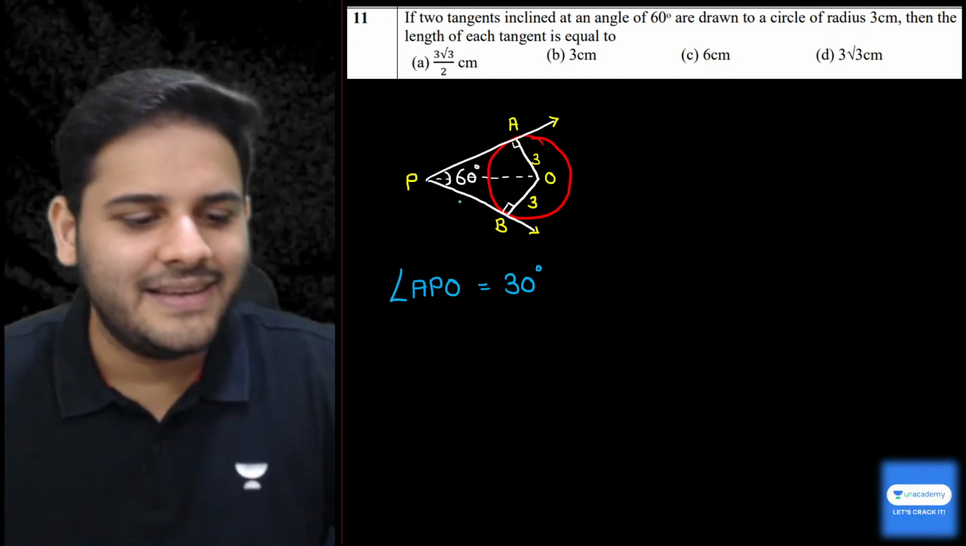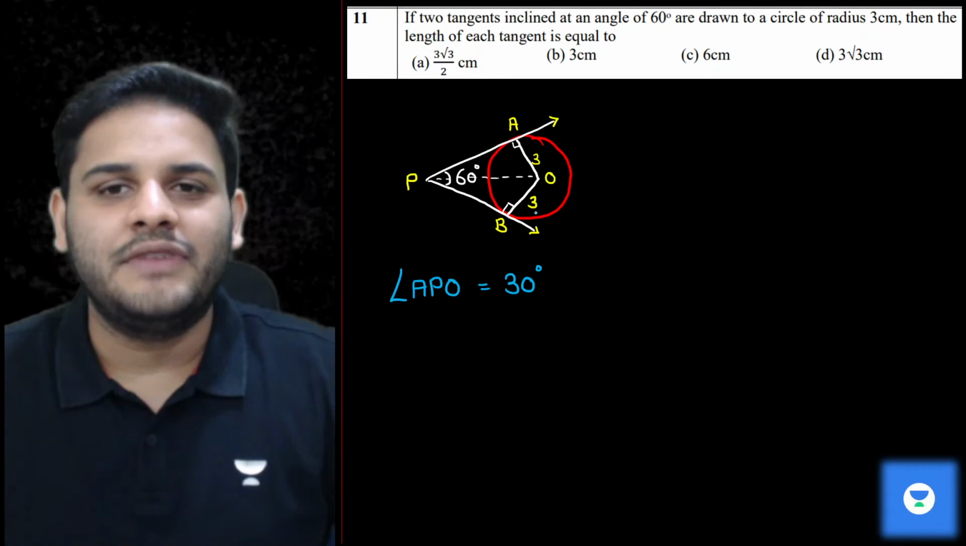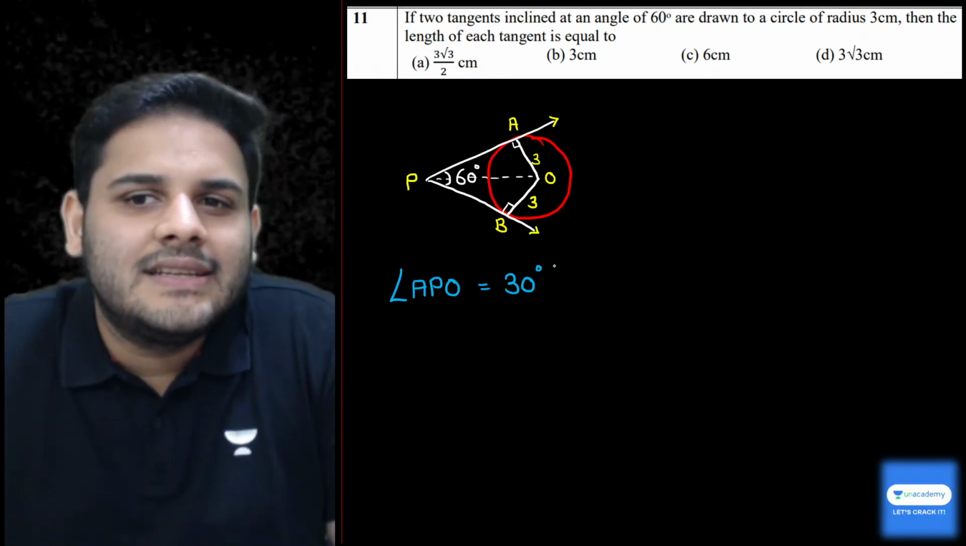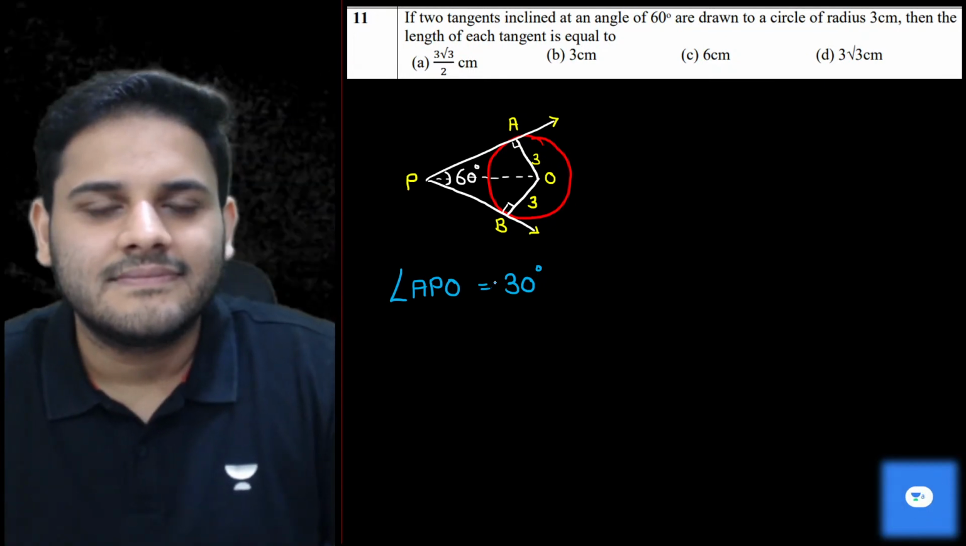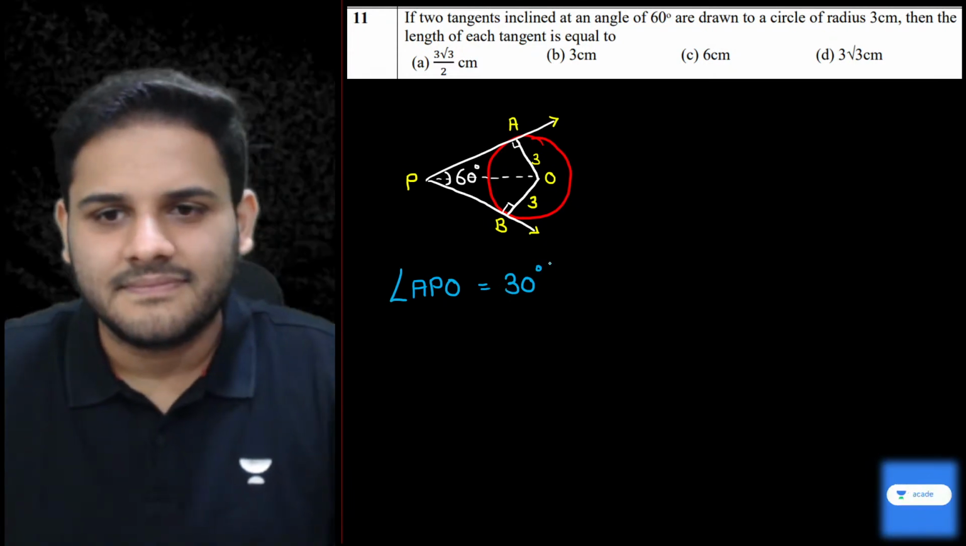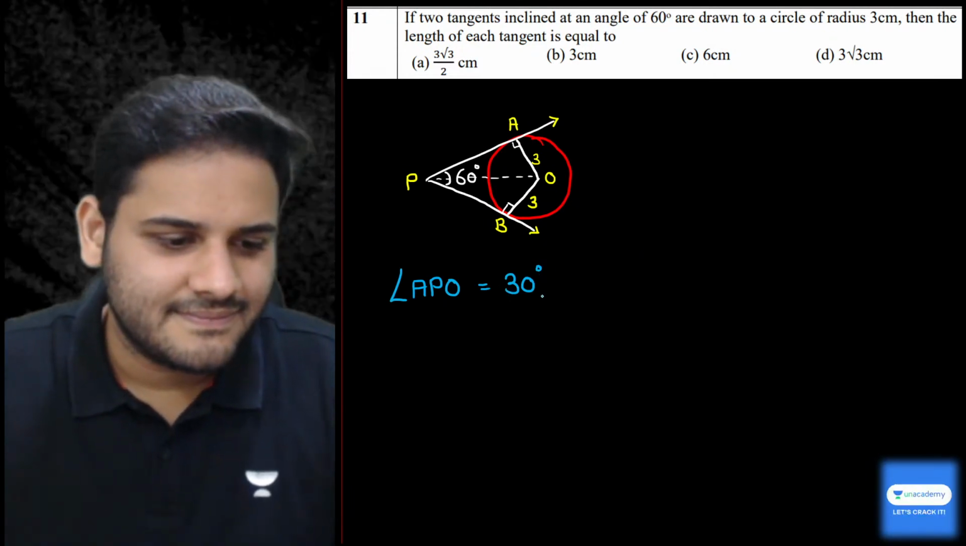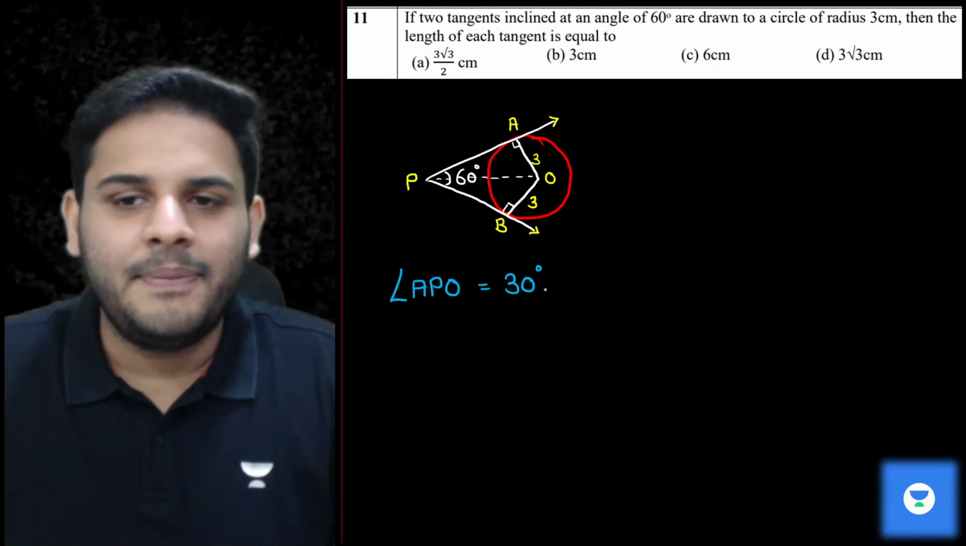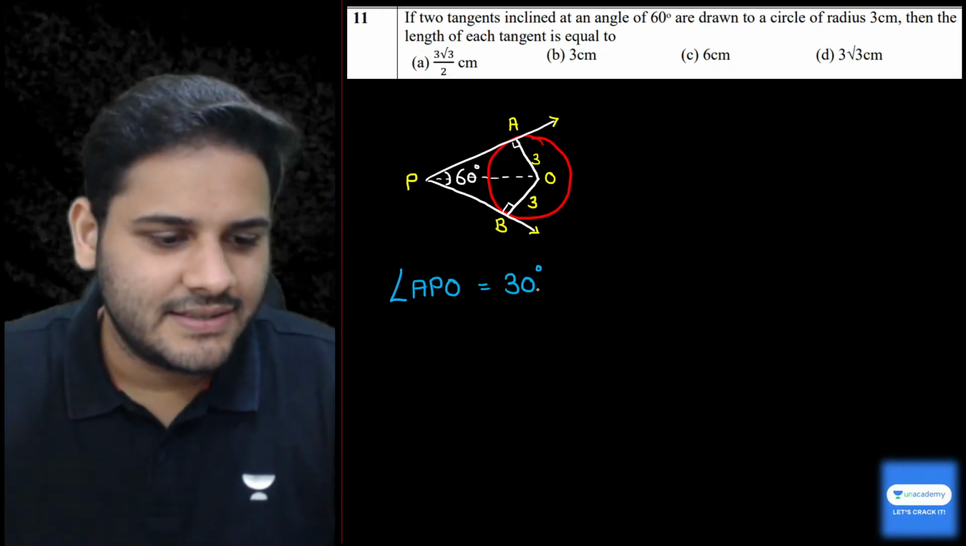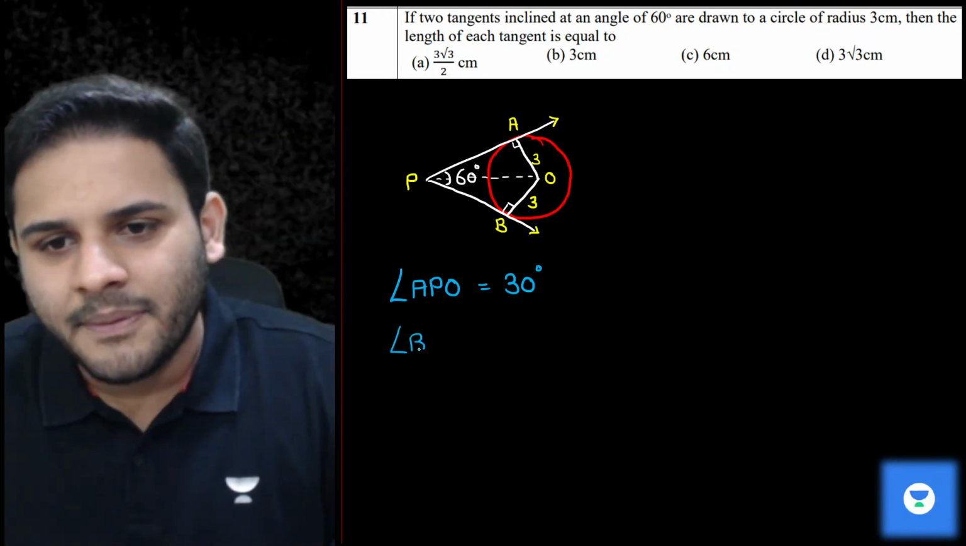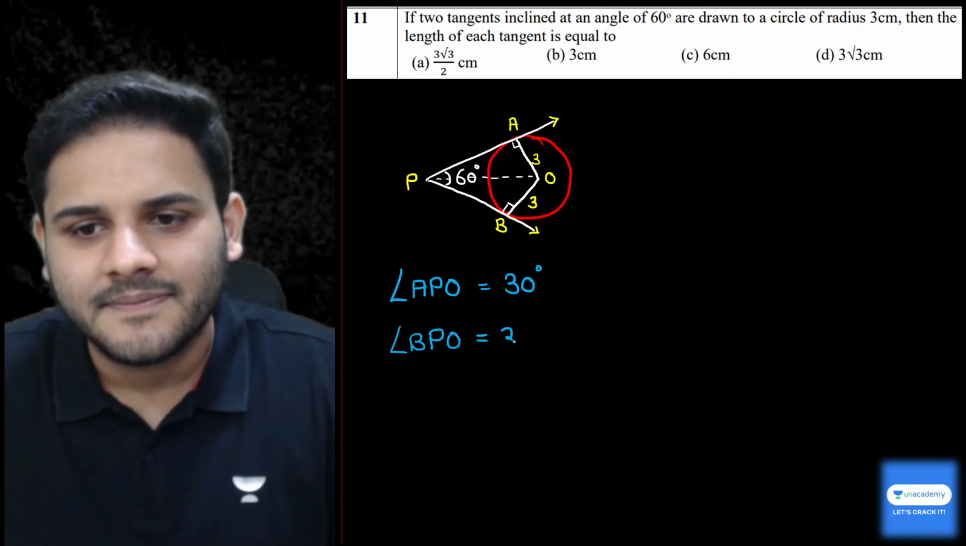Why will you join AB? आपको length of each tangent निकालनी है. APO will be 30 degrees. Angle BPO will be 30 degrees.